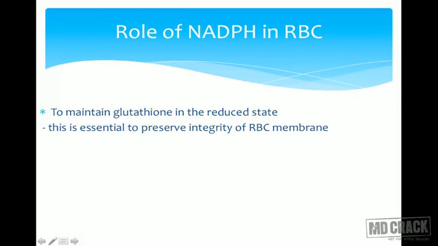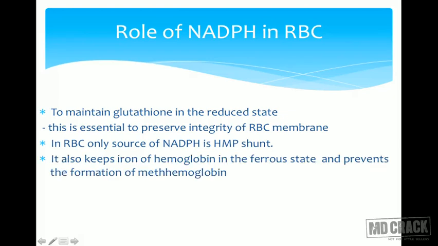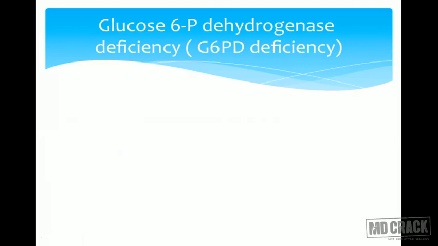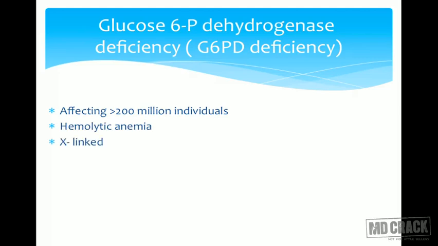This is essential to preserve the integrity of the RBC membrane. Again, I have told you, the RBC membrane is very fragile and it needs to be maintained. And in RBC, the only source of NADPH is the HMP shunt. This also keeps the iron of the hemoglobin in the ferrous state and prevents the formation of methemoglobin. Is there any deficiency? As I said, there is one important deficiency, glucose 6-phosphate dehydrogenase deficiency. It affects more than 200 million individuals. It results in hemolytic anemia.